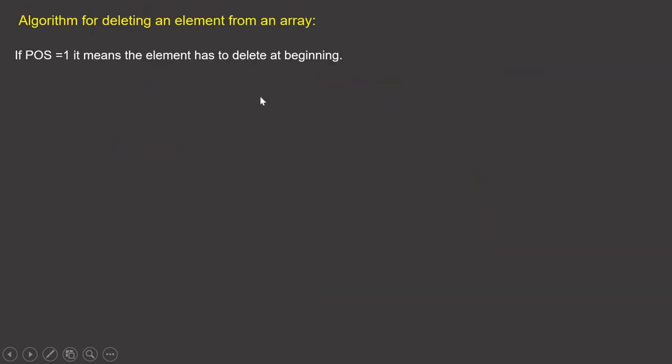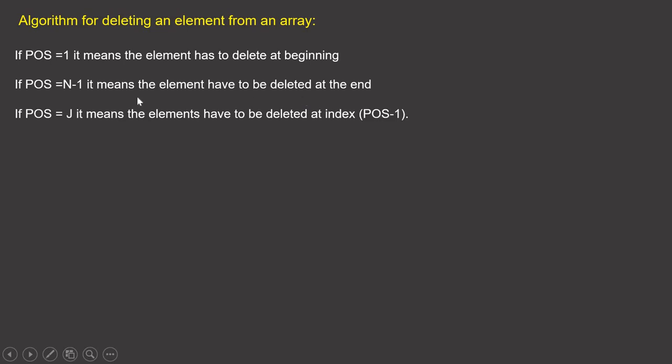If the position is 1, it means you have to delete at the beginning. The position is n minus 1, means we are talking about the end of the array. And if there is any position j, it can be anything. Let's say we are having the 6th value, then we are talking about the 6 minus 1 index number. The index is 5 here. So first you have to initialize I with the position minus 1, not n minus 1.